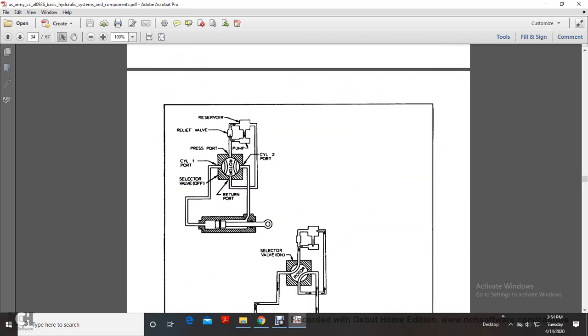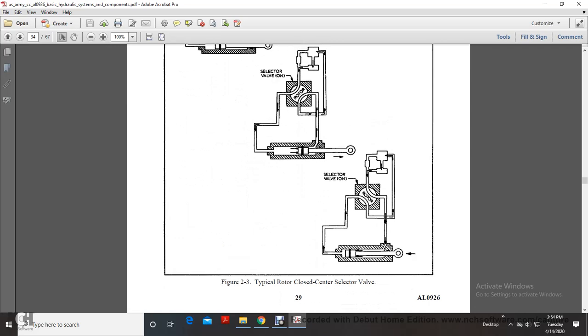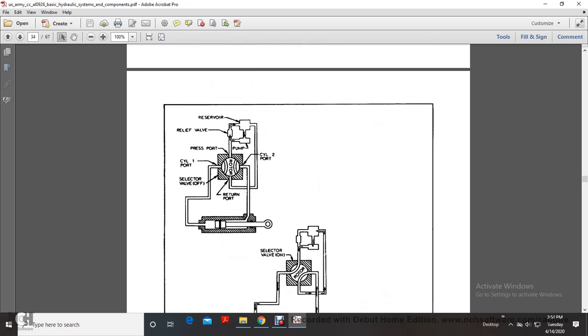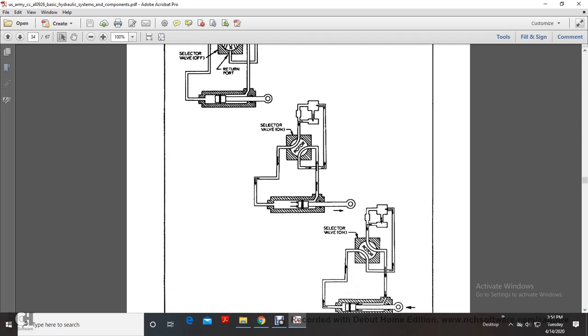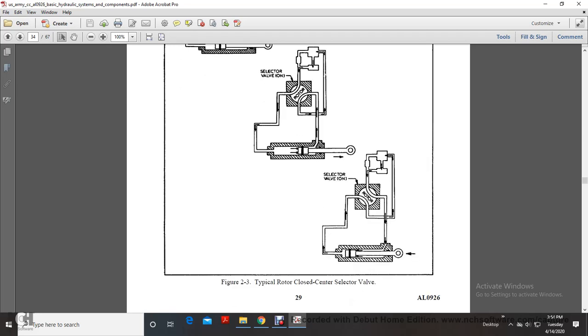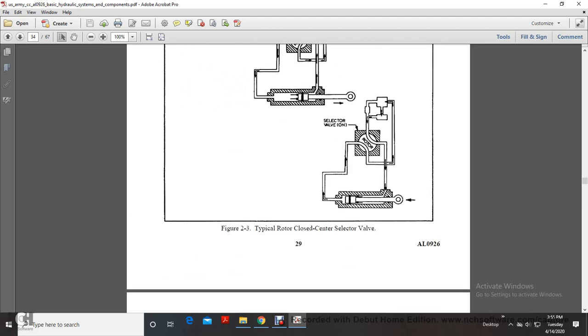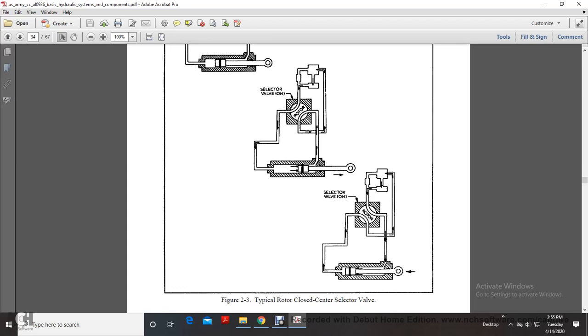All right, this shows your typical rotor closed center selector valve. You have a cylinder port 2, rotor, reservoir, relief valve, pressure, cylinder valve off, and actuating unit, a double two-way selector, two-way double action piston, selector valve on. Selector valve on, so you can switch the direction of your typical rotor closed center selector by the rotor itself.